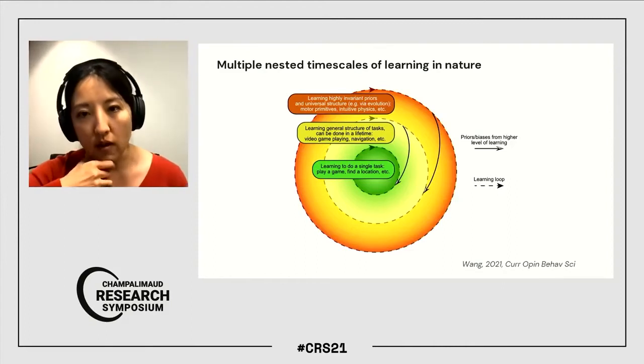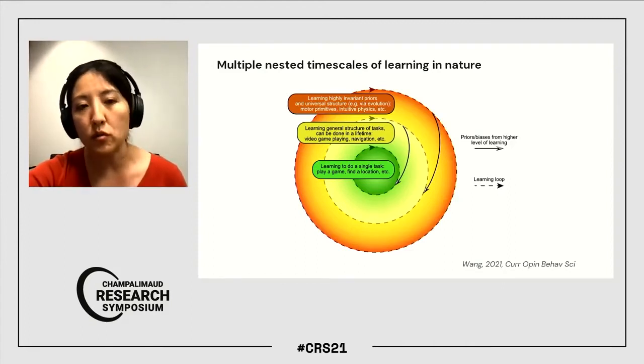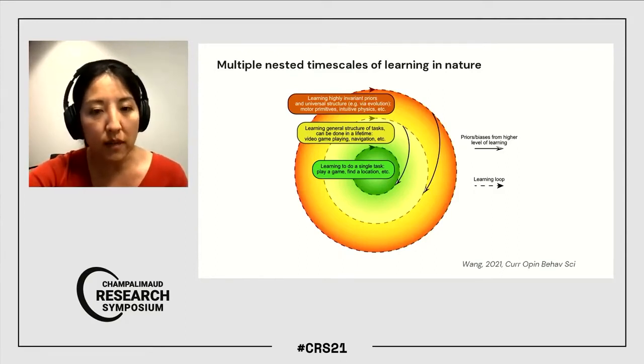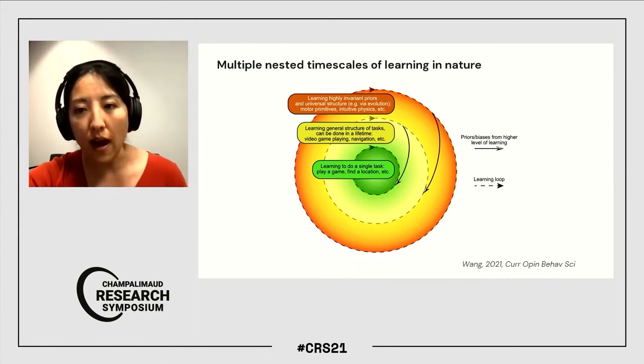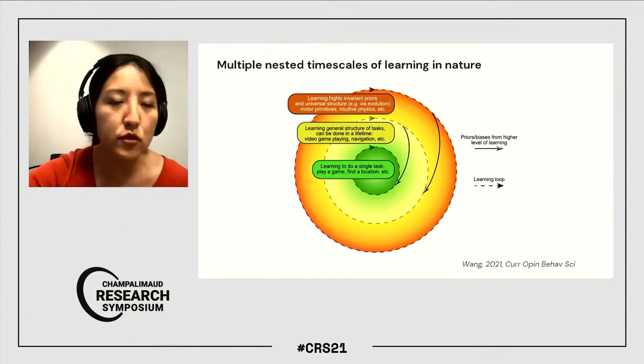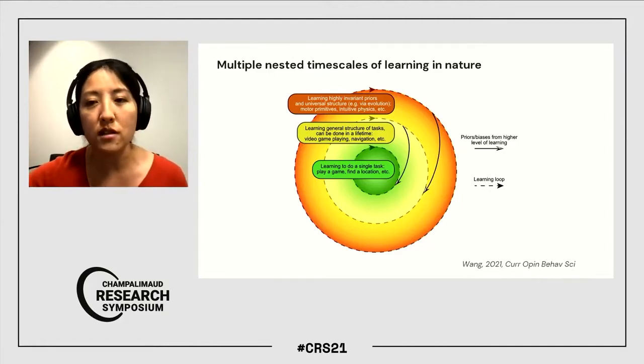In a recent review article, I actually proposed that meta-learning exists anytime there are multiple nested scales of learning, and that in nature there are just naturally many nested scales. Now, at the base, we have learning of highly invariant priors and the deep structure, just by virtue of the fact that we're existing in some consistent universe.